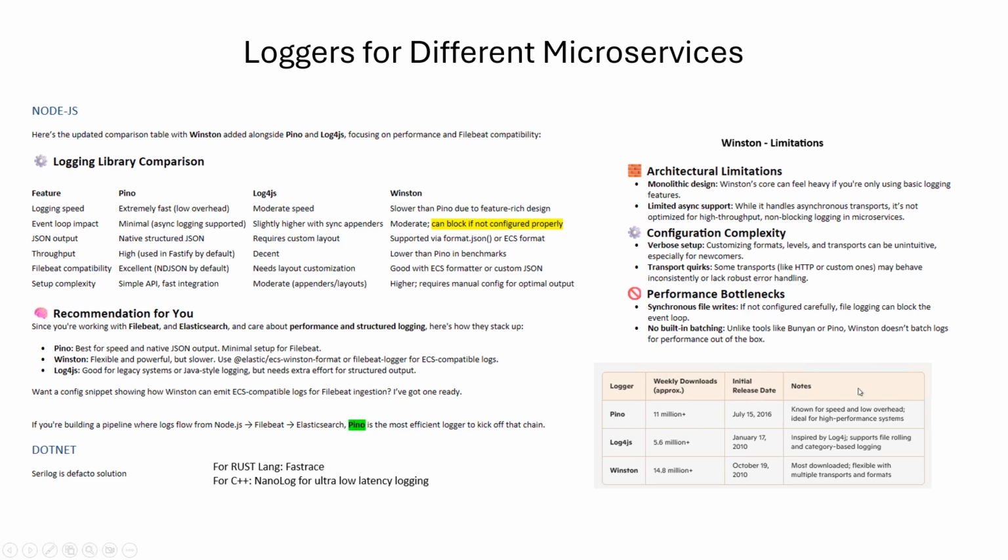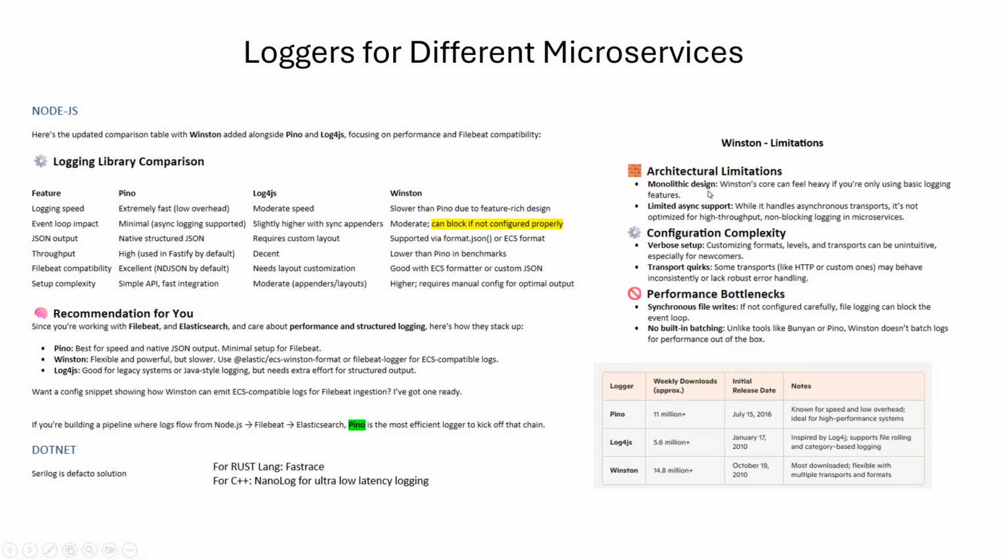It's known for its high speed. It's not that feature rich, but it is much better for high performance systems, which is our need. The video is about high throughput, so we have chosen this particular library, Pino. It has certain features over Winston, and it's becoming very famous also, with a high amount of downloads.